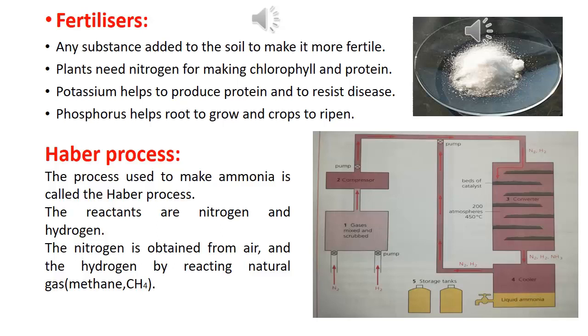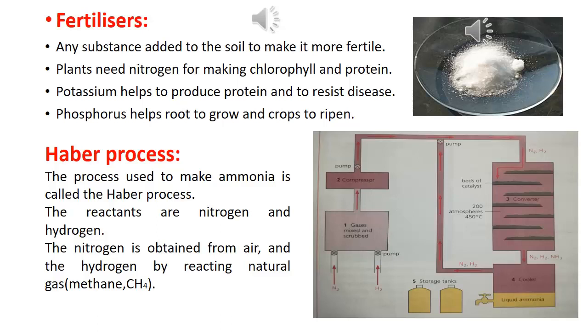What is the formula for methane? CH4. So from that we can get hydrogen. And what is the formula for ammonia? NH3. So when nitrogen and hydrogen react to form ammonia, it is by a process called the Haber process. It is a fertilizer. Fertilizers are used to make soil fertile, which helps the plants to grow. Now let us see how the Haber process works and what conditions are needed for it.